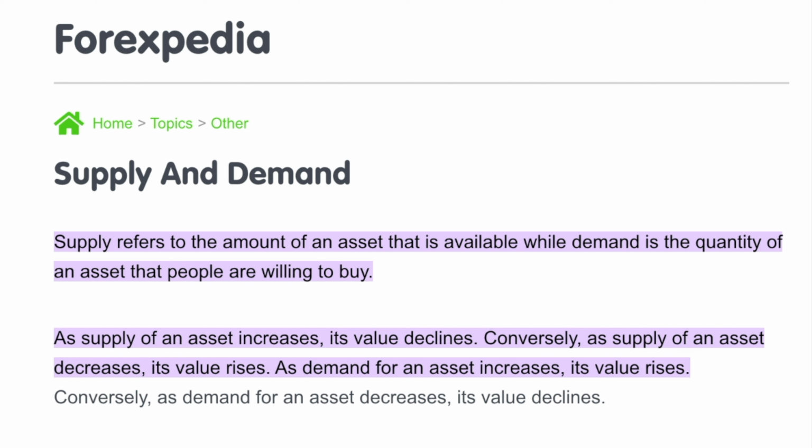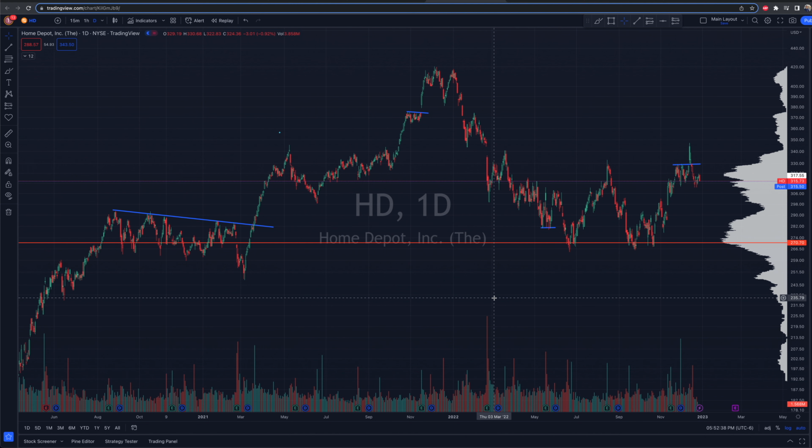And translating that over to our charts, what we're looking for is essentially supply being areas of resistance, where we touch multiple times and then fall back off, and demand being areas where we see buyers step in, a stock hits, bounces, hits, bounces. And so can we find some areas of supply and demand here on this Home Depot chart?